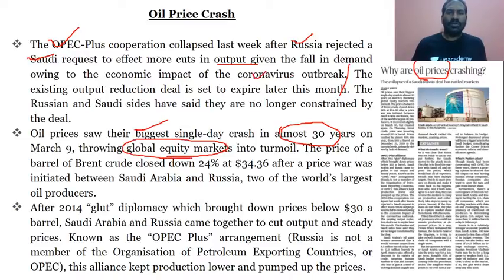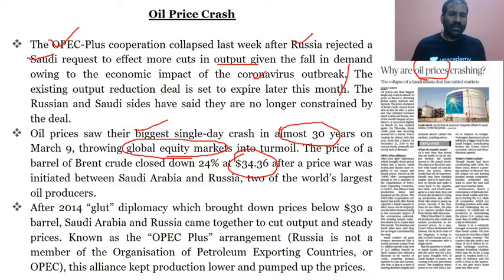So look at first coronavirus, and then Russia and Saudi Arabia not budging to actually stop the production of the output. That has caused the biggest single day crash of the oil price, and that has again impacted the global equity markets. That means all the markets in the world have drastically fallen down, and the crude oil price has come down to $34.36 per barrel. But actually, somewhere around December 2019, it was close to $64-$67 per barrel. That means it has impacted a lot, and that will really be a cause of concern.